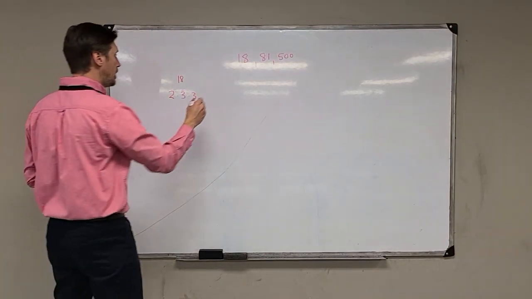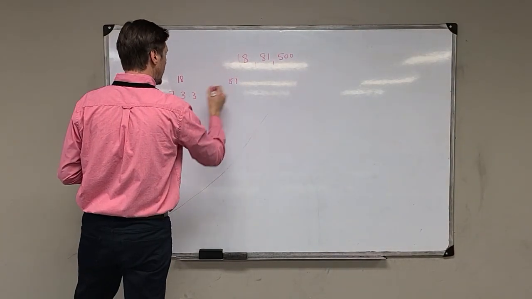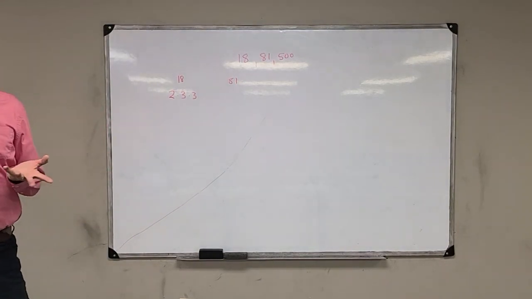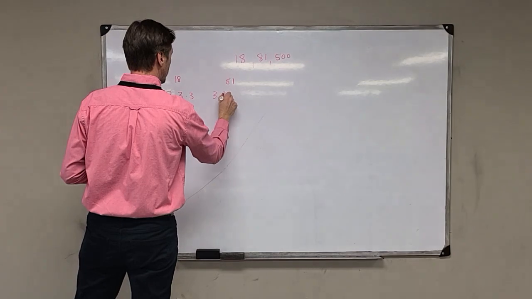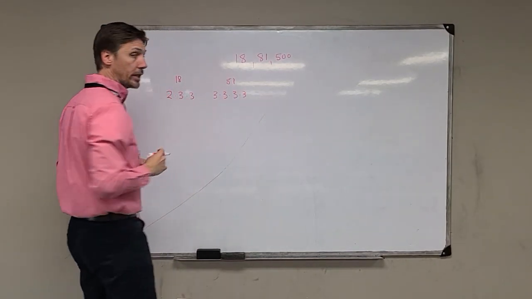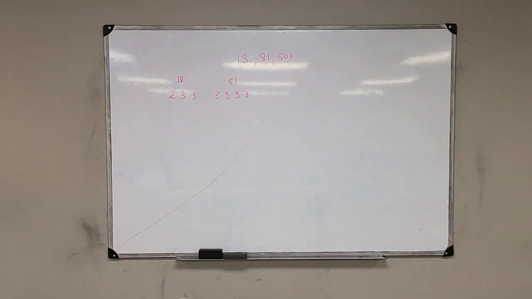Let's do the same thing with 81. We know that 81 is 9 times 9, and each 9 can break down into 3 times 3. So 81 is 3 times 3 times 3 times 3. Right? And then finally 500.